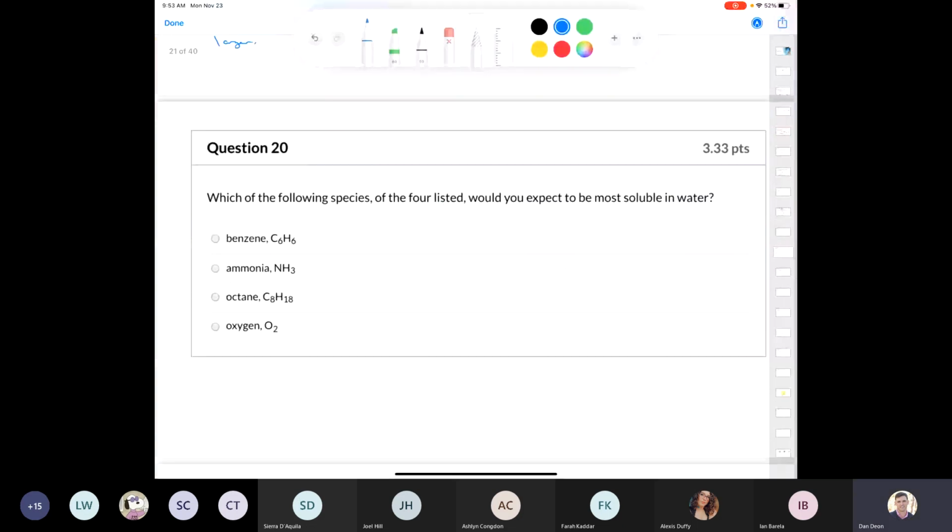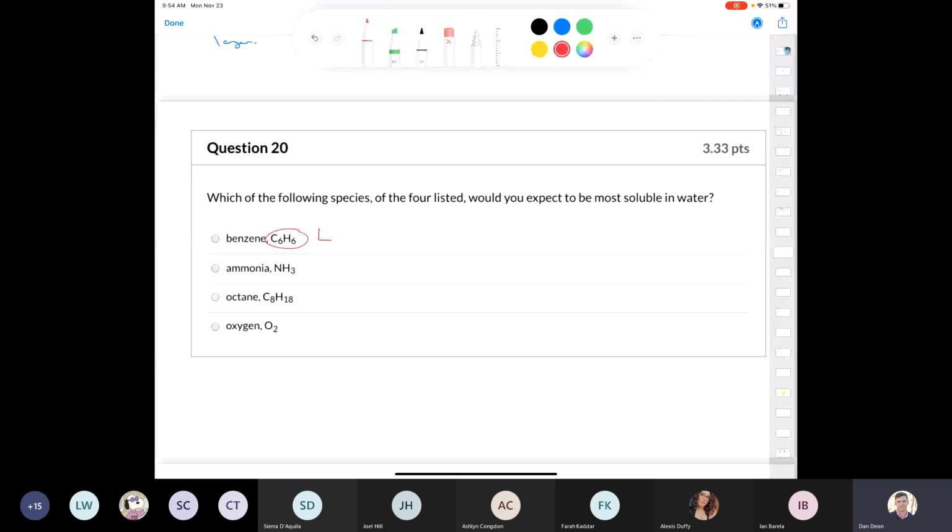Question 20. Which of the following species of the four listed would you expect to be most soluble in water? Benzene is C6H6. Even if you were stuck, you're like, I can't come up with a Lewis structure for benzene. No problem, right? Benzene only contains carbon and hydrogen. I've told you this probably many times over the past few weeks. Whenever you have a molecule that contains just carbon and hydrogen, it is a non-polar molecule.